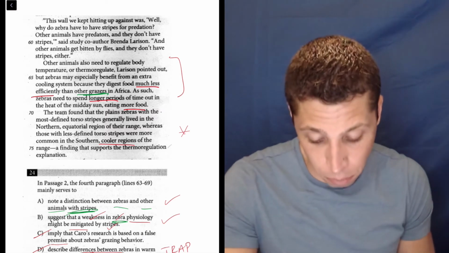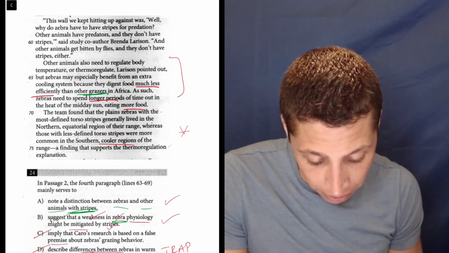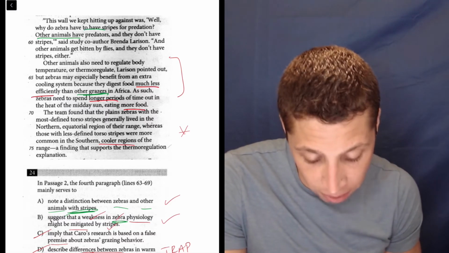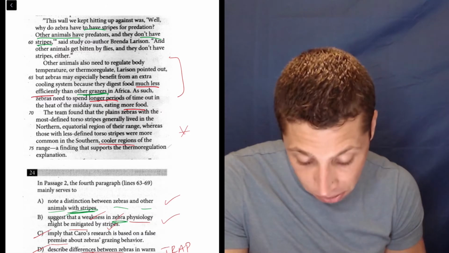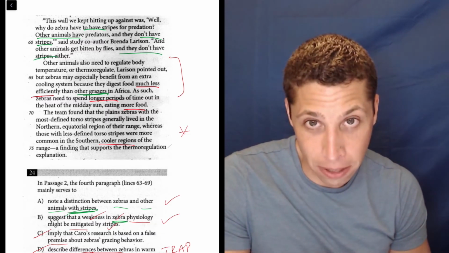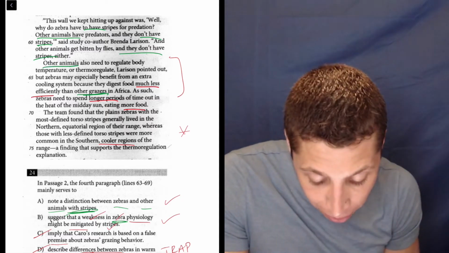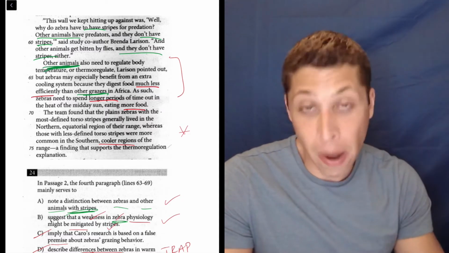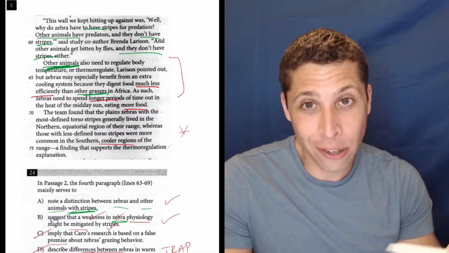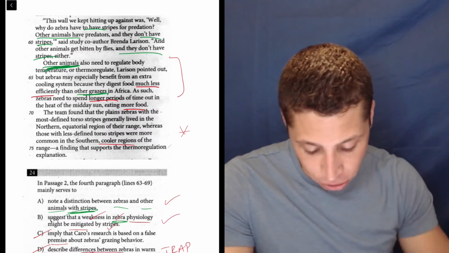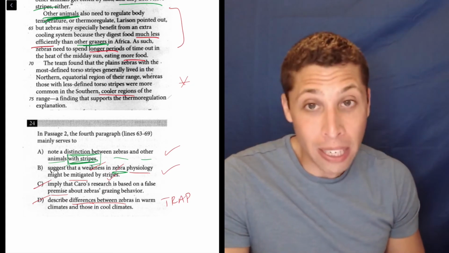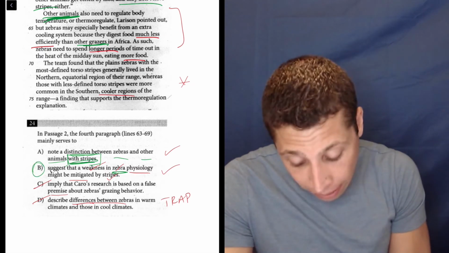And look at the paragraph before. This wall we kept hitting up against was, well, why do zebras have to have stripes for predation? Other animals have predators and they don't have stripes. And other animals get bitten by flies and they don't have stripes either. So when we talk about other animals in the fourth paragraph, we're specifically talking about other animals that do not have stripes. So choice A is wrong because this little piece is wrong. And that leaves us with B.